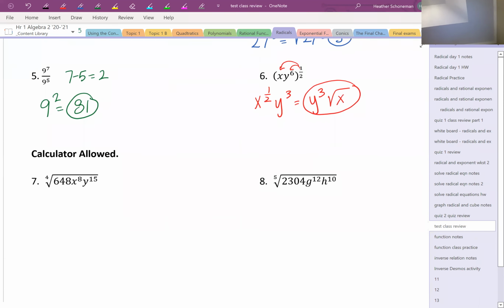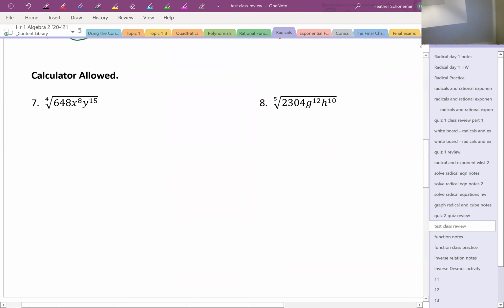Okay, now we're switching to problems that we can use a calculator for. 4 and 5 are very similar, so for this video, I'm just going to show 4 because 5 is the exact same process. On 4, we're looking for groups of 4. On 5, you'd be looking for groups of 5. If I try this, I'm going to do 648 divided by 2. That gives me 2 and 324. Well, it's still even, so I'm going to do 2 and 162. Still even, so I do 2 and 81, 9 and 9, and then a bunch of 3s.